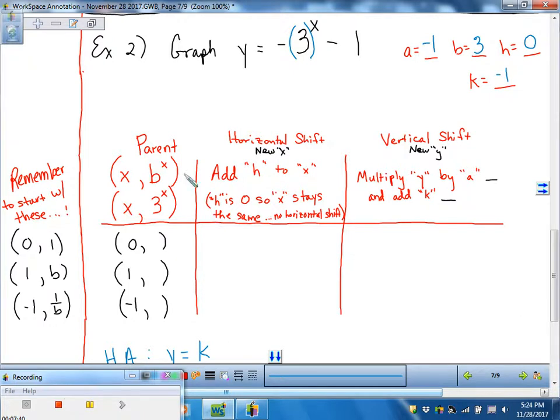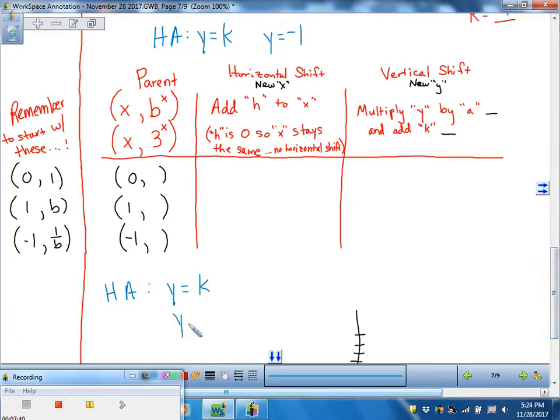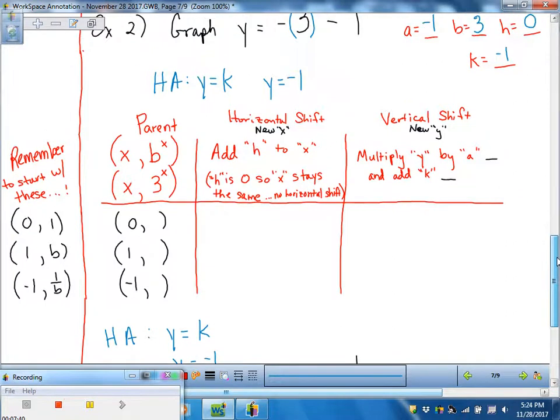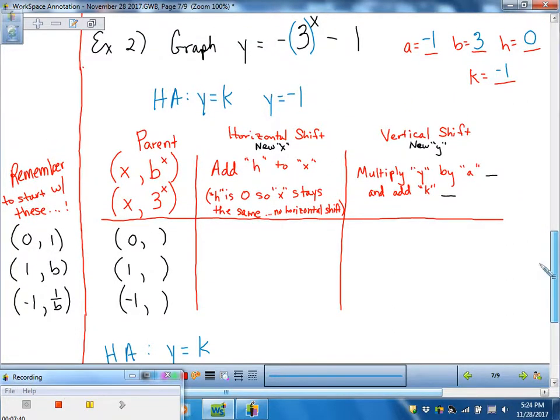Now that I have that, let's go ahead and fill in our horizontal asymptote. Remember, horizontal asymptote is y equals k. So our horizontal asymptote will be y equals negative 1 this time. And now let's use our information to start filling in our chart. We're going to start with the parent. Our base number, b, was 3, so we're going to be filling in using the parent 3 to the x.